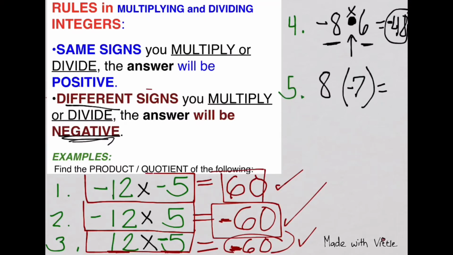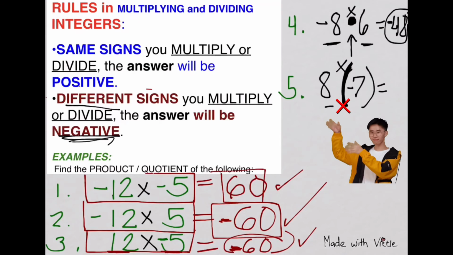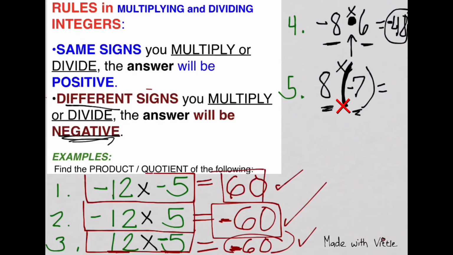Okay, the next example has a parenthesis between these two integers. Don't you know that between two numbers, if you see just the parenthesis between the two of them, that also means multiplication. You're multiplying 8 by the number inside, which in this case is negative 7. Our final answer then is negative 56 because they're of different signs.